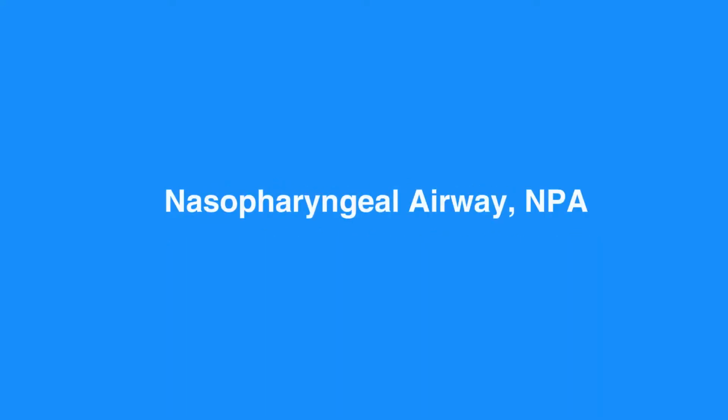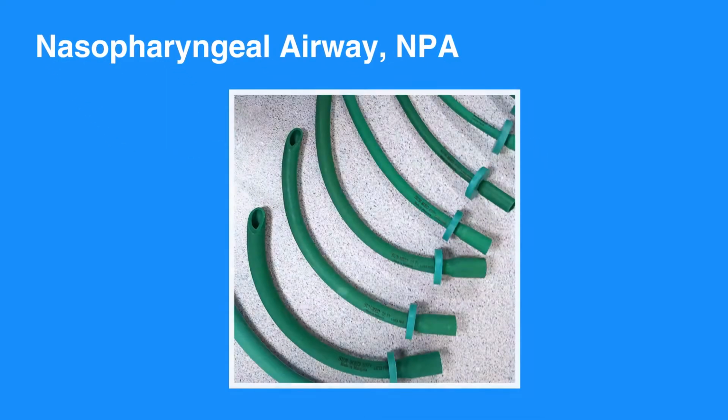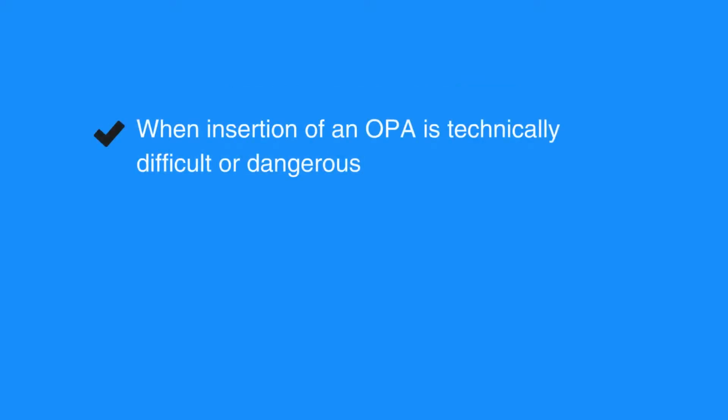The nasopharyngeal airway, or NPA, is a soft rubber or plastic uncuffed tube that provides a conduit for airflow between the nares and the pharynx. The NPA is used as an alternative to an OPA in individuals who need a basic airway adjunct. Unlike the oral airway, NPAs may be used in conscious or semiconscious individuals with intact cough and gag reflex. Use NPA when insertion of an OPA is technically difficult or dangerous.